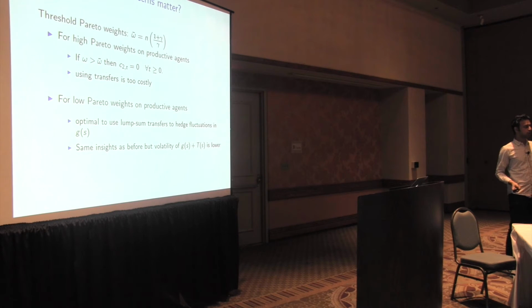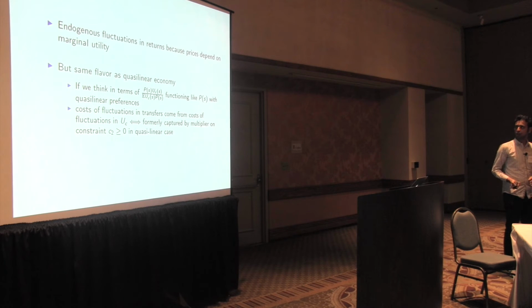But now there are two tools. The more redistributionary you are, you can also use transfers to minimize the variance. So pretty much the same insights go through. Risk aversion, just one line.